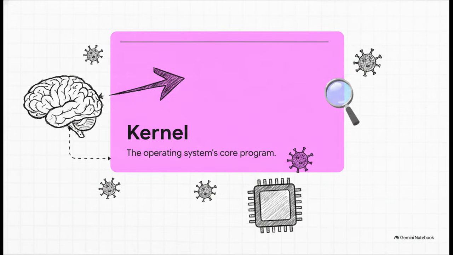But let's think about this biologically for a second. Imagine if a physical virus actually manages to cross the blood-brain barrier and seize the physical brain. It instantly controls every single bodily function.